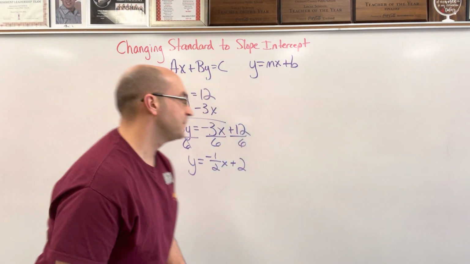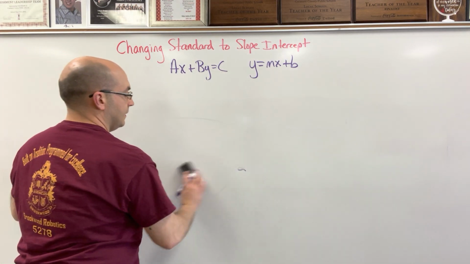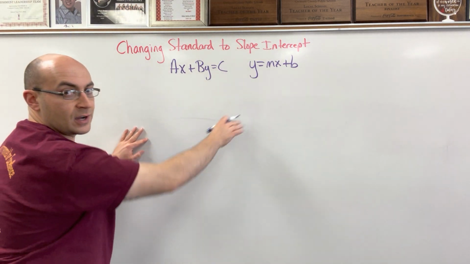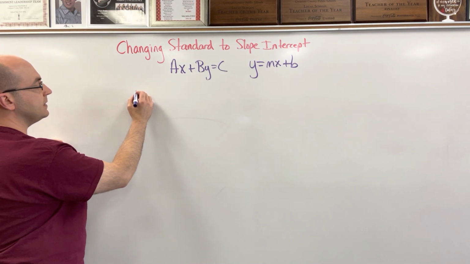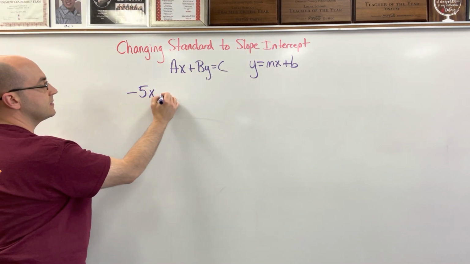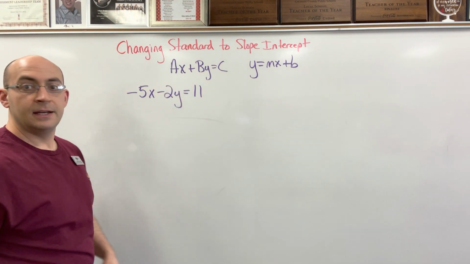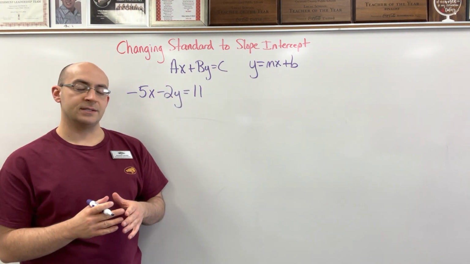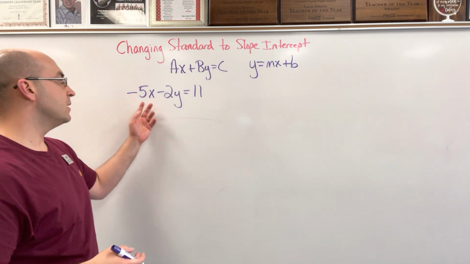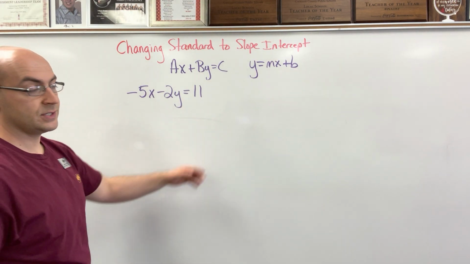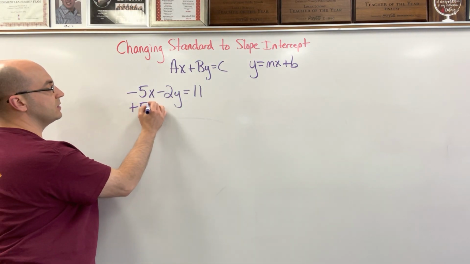Let's go ahead and try another one. I'll move it over here so you can try one on your own in a second. Let's say I had negative 5x minus 2y equals 11, okay? Same process, I'm trying to get y by itself, or isolate y. So I'm going to move the x term to the right-hand side, which I'm allowed to do in mathematics, obviously.